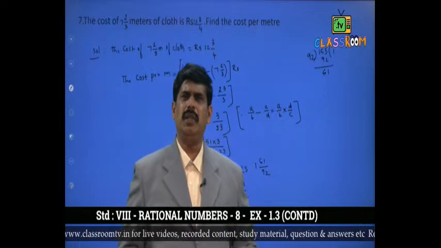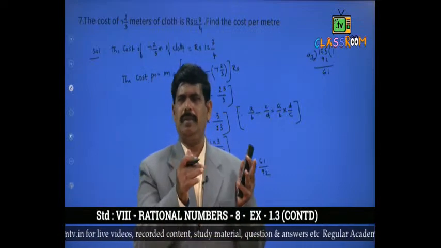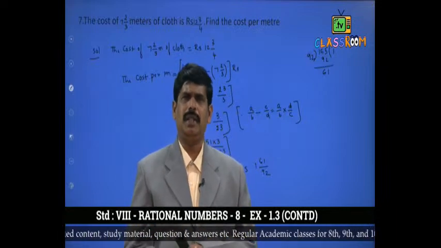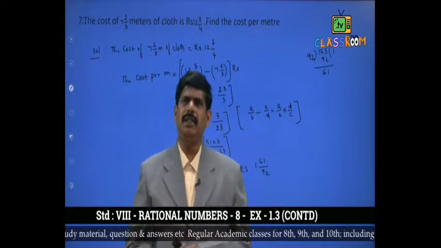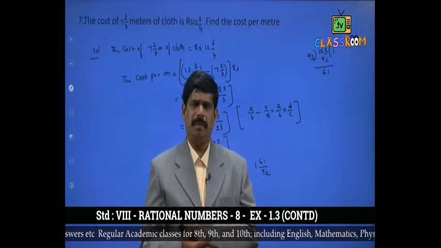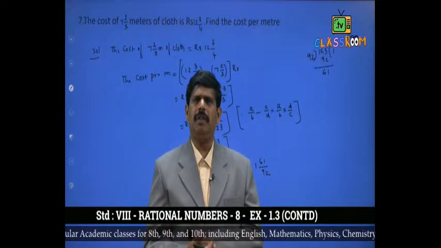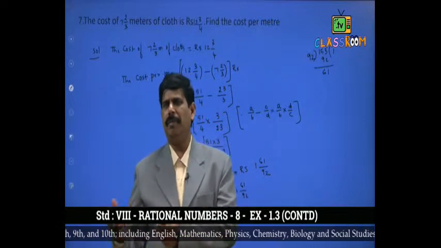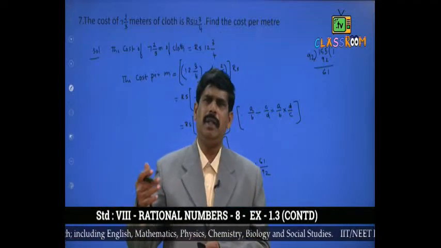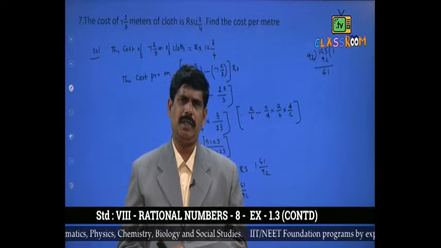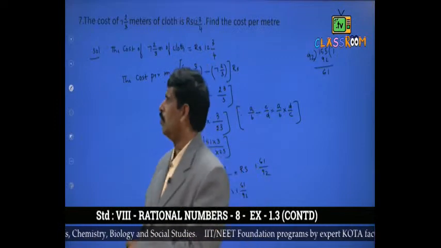So this comes under the unitary method. It will give the price of some quantities, and we find the price of one quantity. Say suppose the question is like this: the cost of 5 pens is 10 rupees. What will be the cost of 15 pens? In that case, we will find the cost of 1 pen, and that cost of 1 pen is multiplied by 15, so that you will get the cost of 15 pens. Is it clear? Now let us move to the next question.